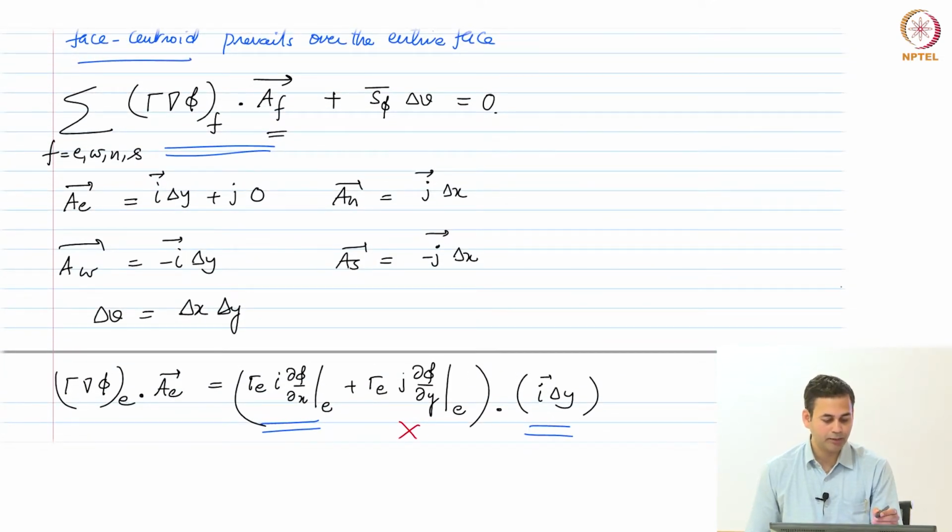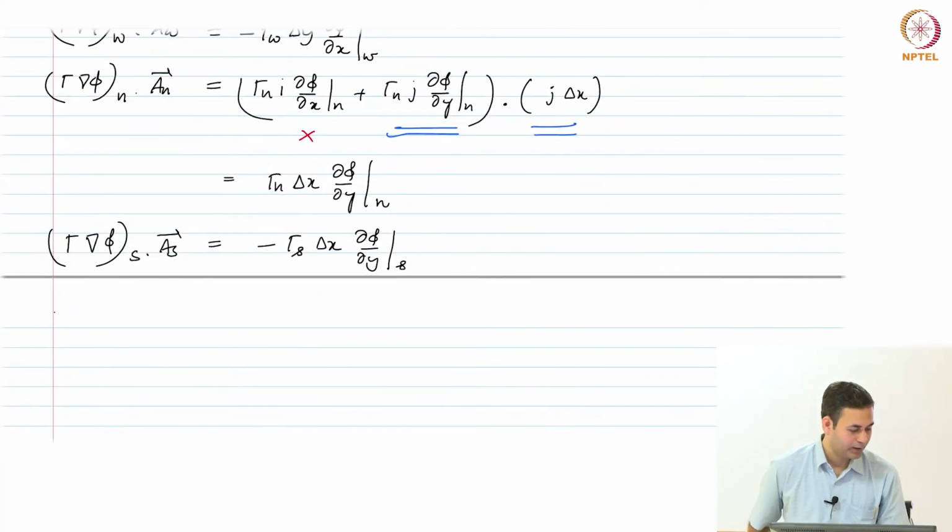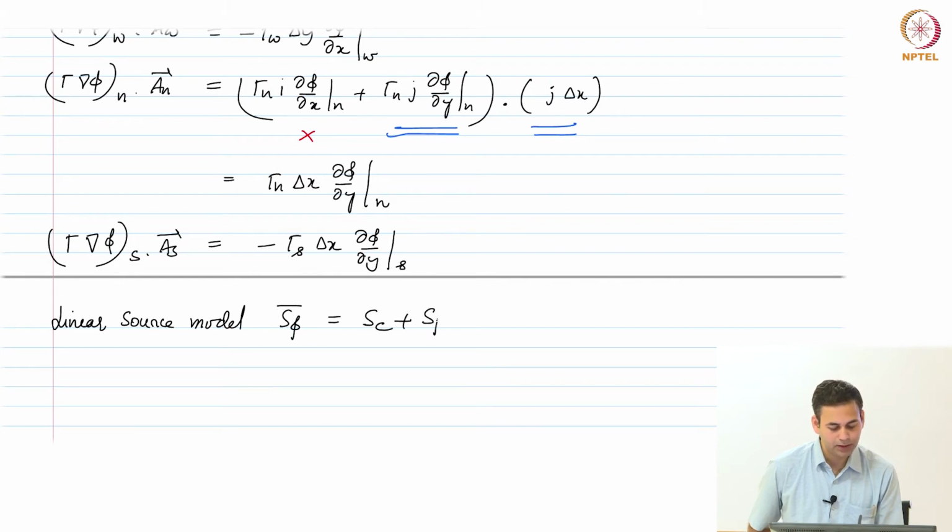And then I am going to use the same linearization for the S phi bar. I am going to use a linear source model, which would tell me that S phi bar equals SC plus SP phi p. So, we are going to use this source model.